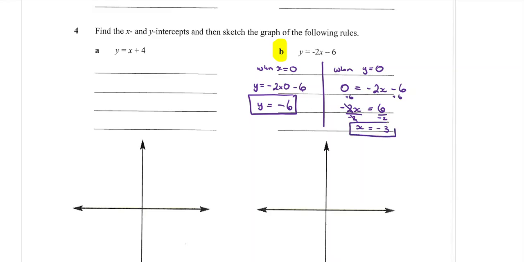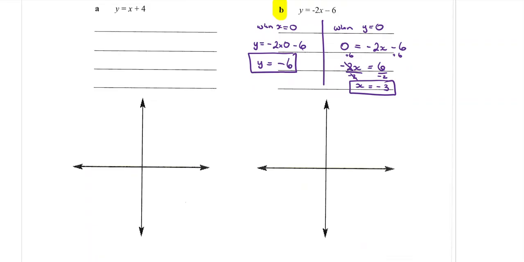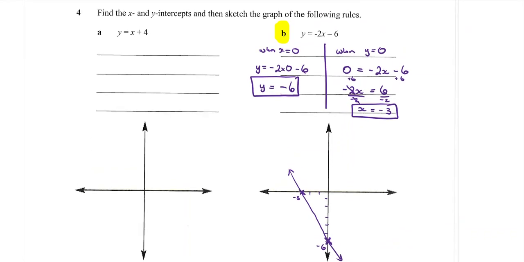Okay, to put that onto the graph, we haven't got a lot of space here. So we've got 1, 2, 3, 4, 5, 6. That's going to be negative 6. That one there for the y-axis, y equals negative 6. And x equals negative 3. 1, 2, 3. Negative 3 would be there. And then you join it up. Oh, my ruler doesn't want to come up, so I'll just have to freehand that, unfortunately. Like that. Okay, that method is specifically if it says to use the x and y intercept method.